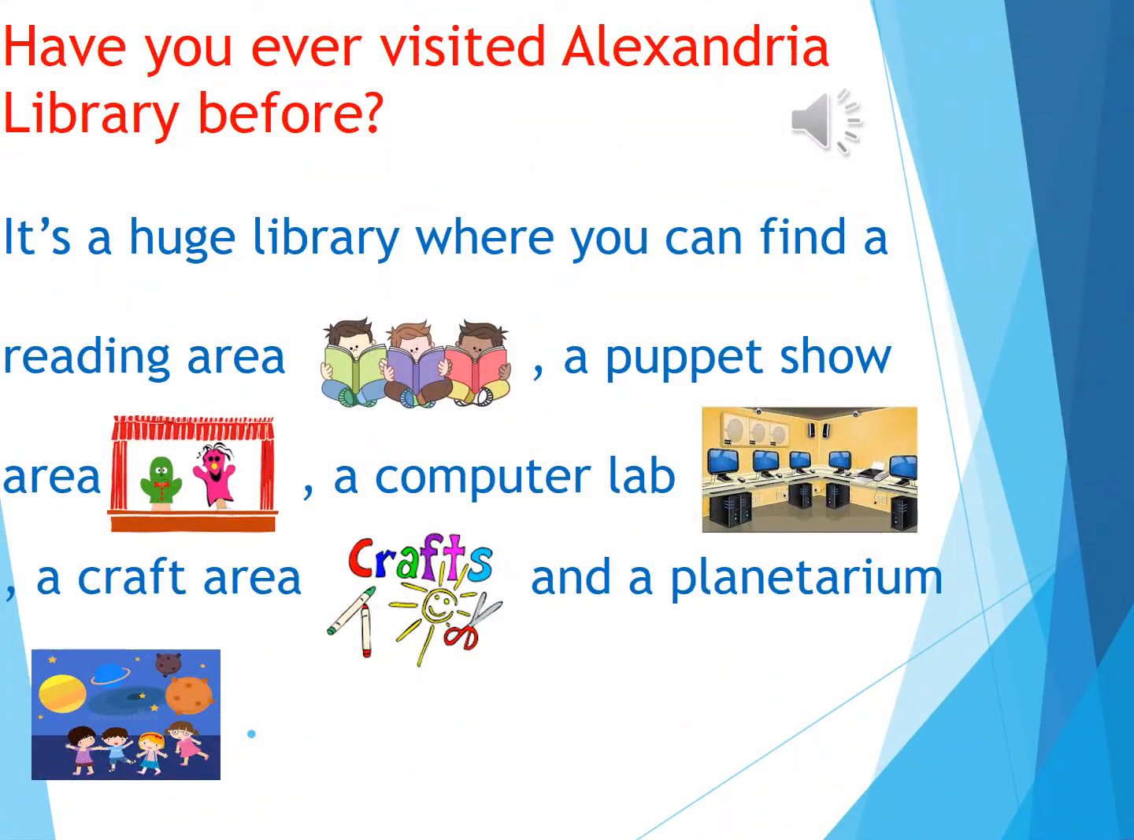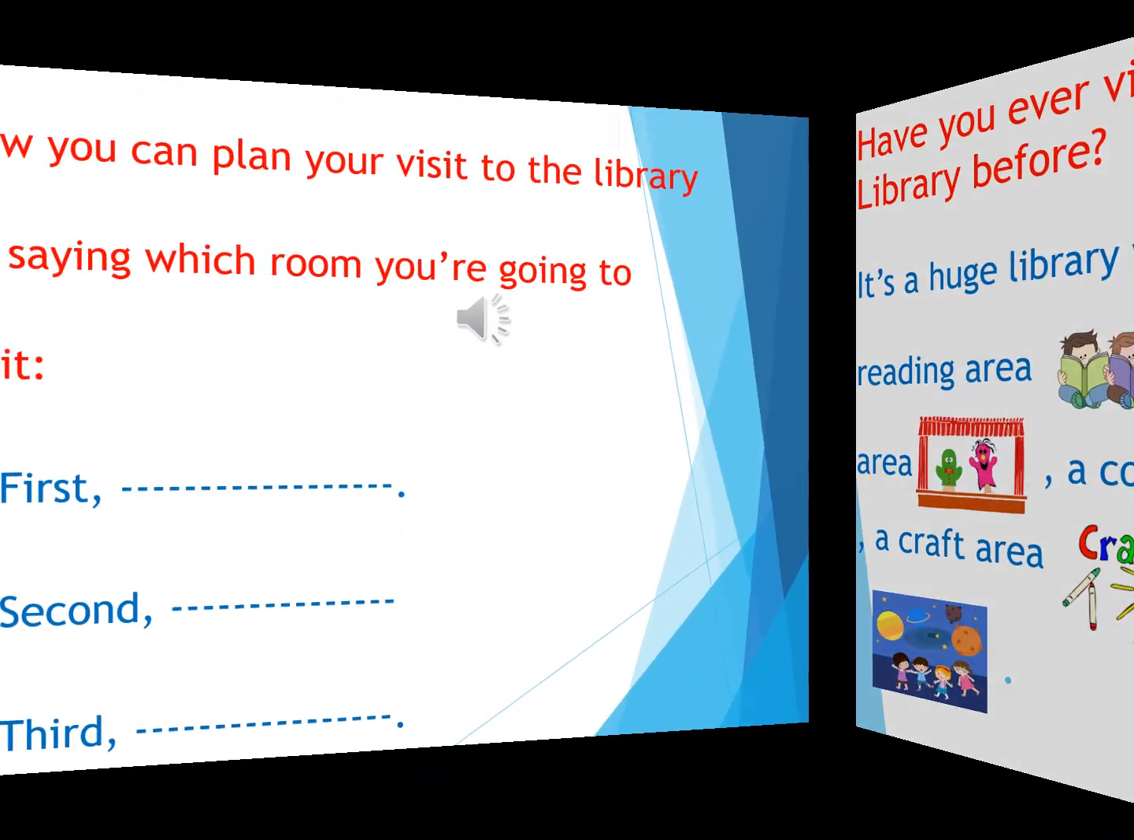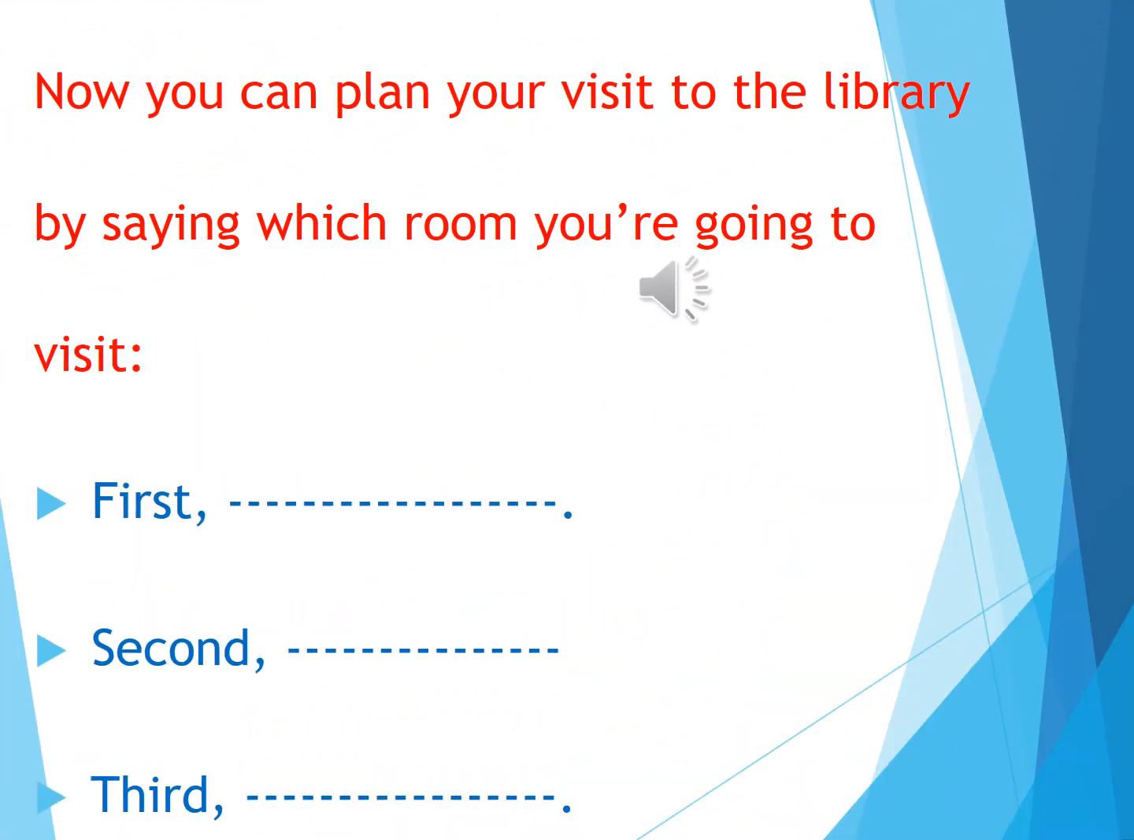Have you ever visited Alexandria Library before? It's a huge library where you can find a reading area, a puppet show area, computer lab, craft area, and a planetarium. Now you can plan your visit to the library by saying which room you are going to visit first, second, and third.